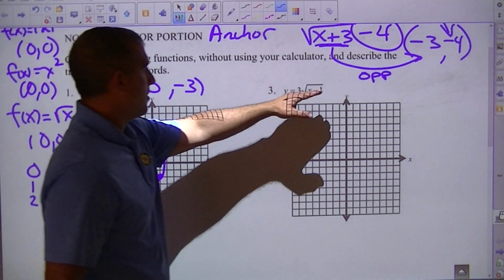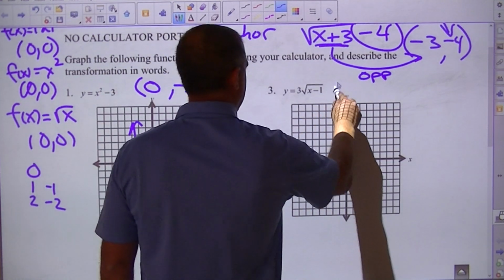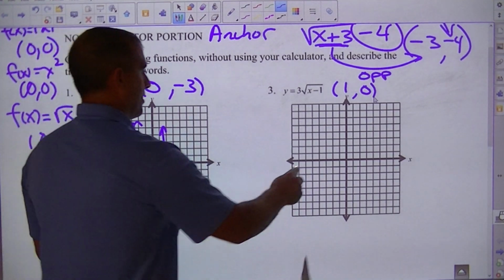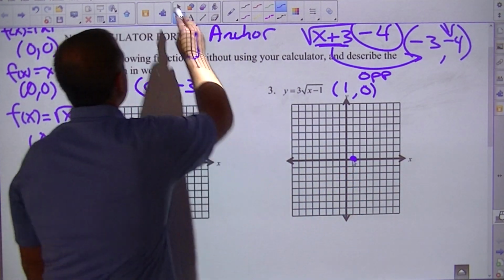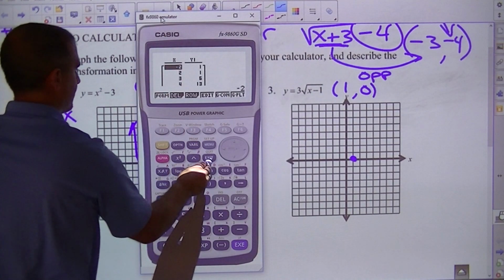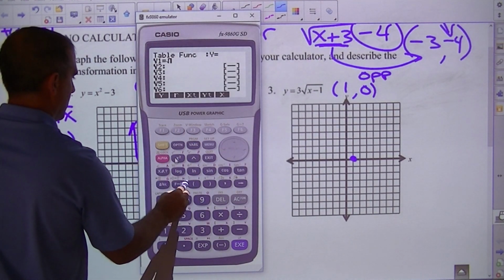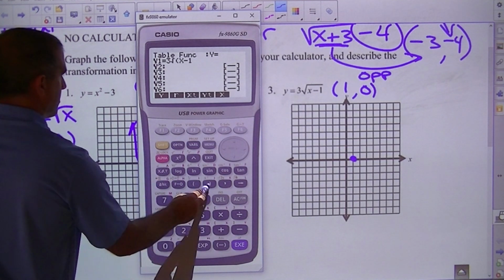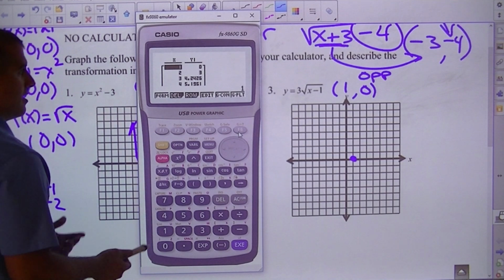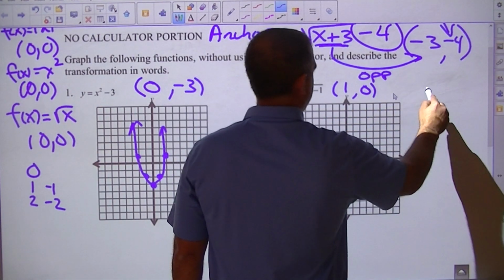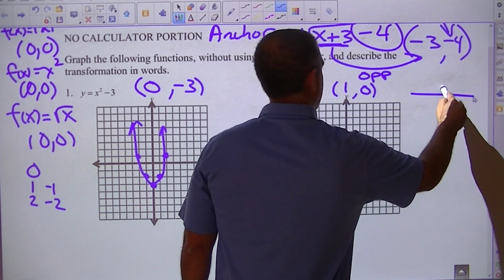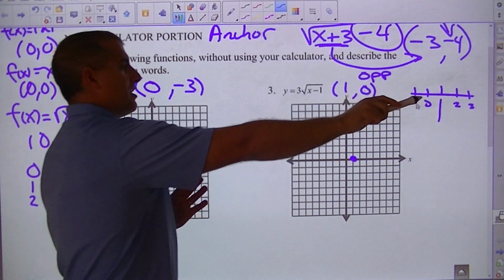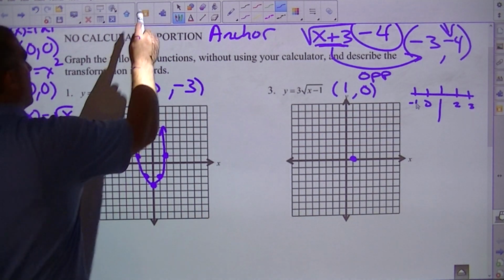On this one, it's all on the inside. So my anchor point would be 1, nothing on the outside, 0. The 3 does not affect the anchor point. So I'm going to start here. I got the square root function: 3, shift x squared, x minus 1. Table. So what I want to graph, if I'm at 1, think about a number line. If I was at 1, 2, 3, 0 and -1, that would represent 2 x values to the right, 2 x values to the left.